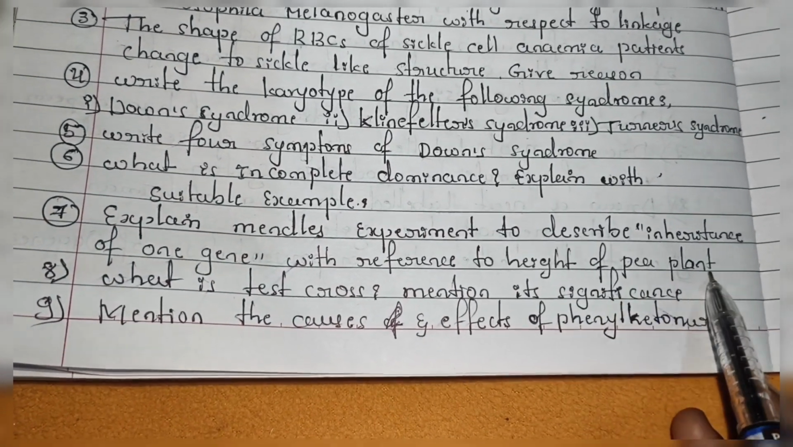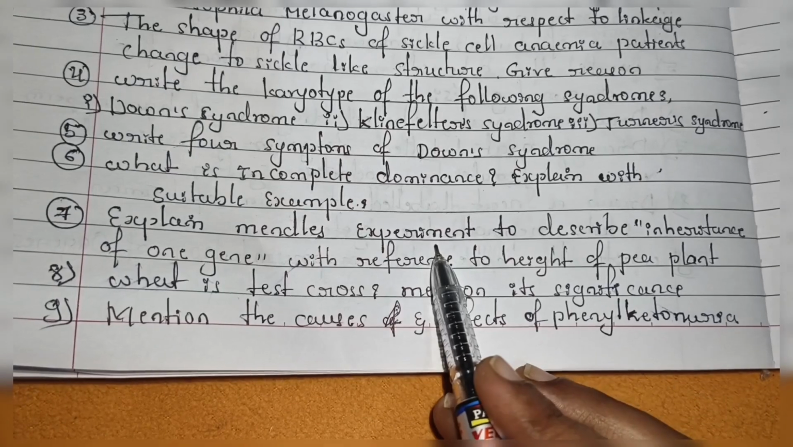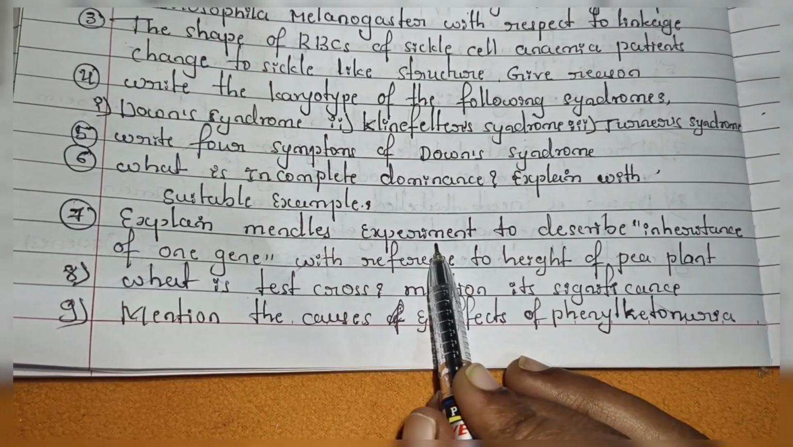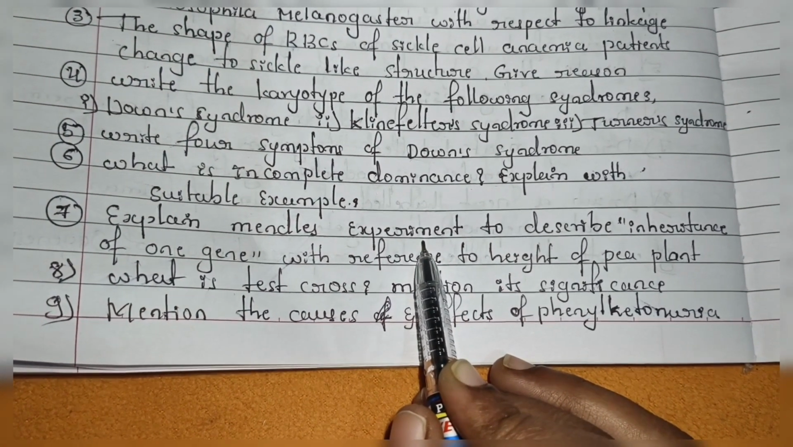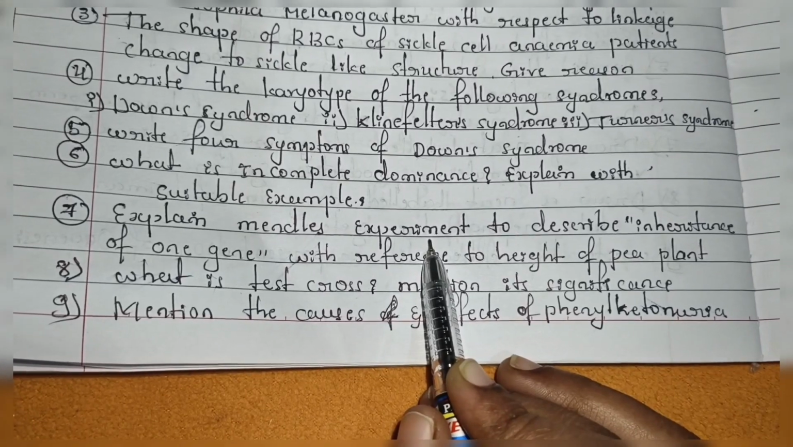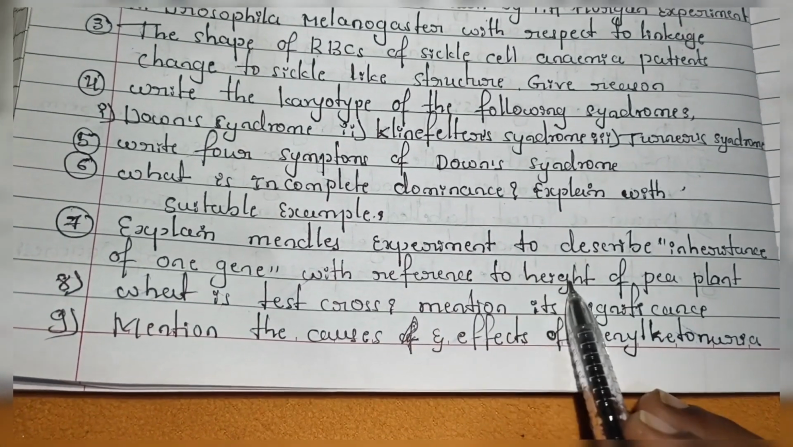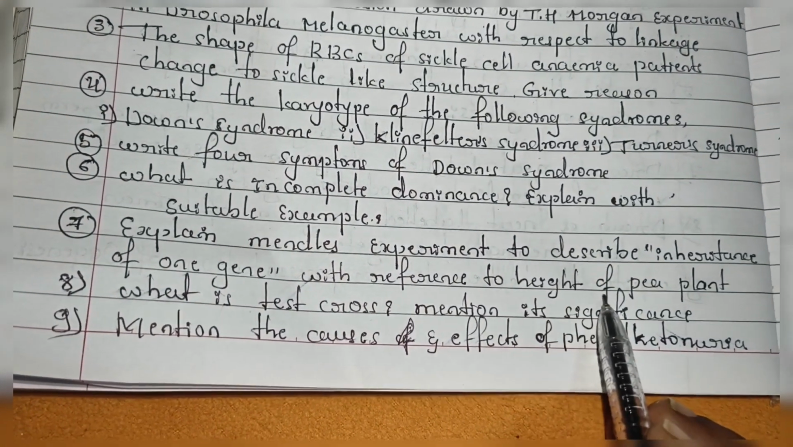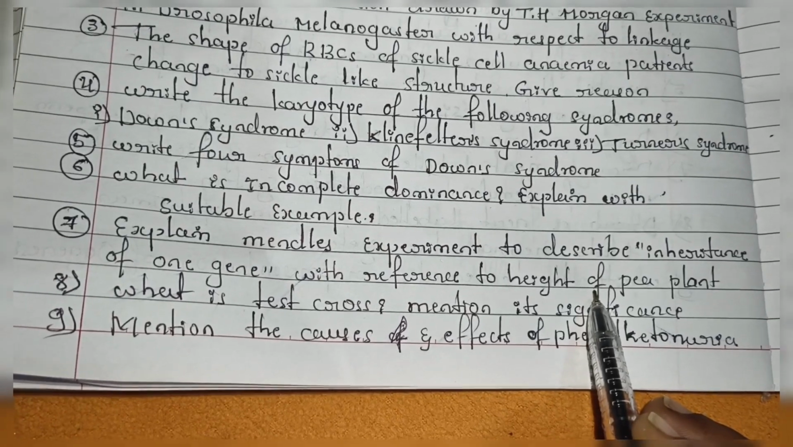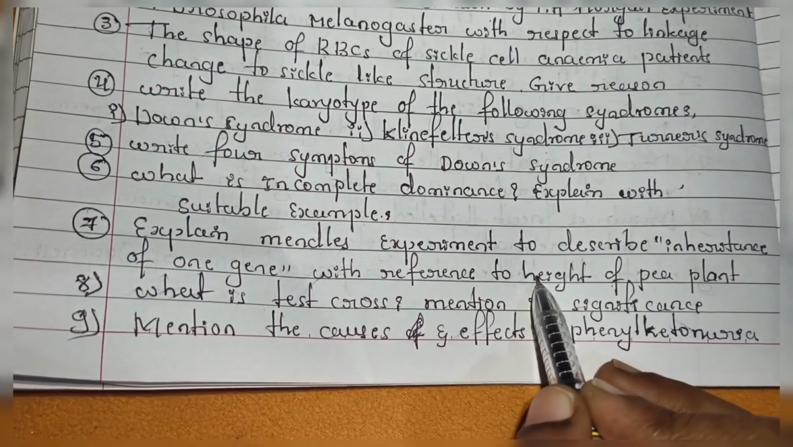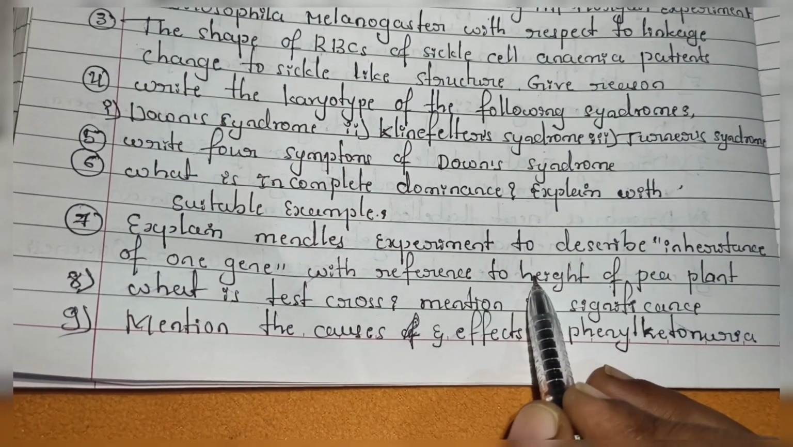And next seventh one is explain Mendel's experiment to describe the inheritance of one gene with reference to the height of the pea plant. Here you have to write the schematic representation of a monohybrid cross, taking the example of height of the plant, that is tall crossed with dwarf. You have to write the schematic representation plus explanation.